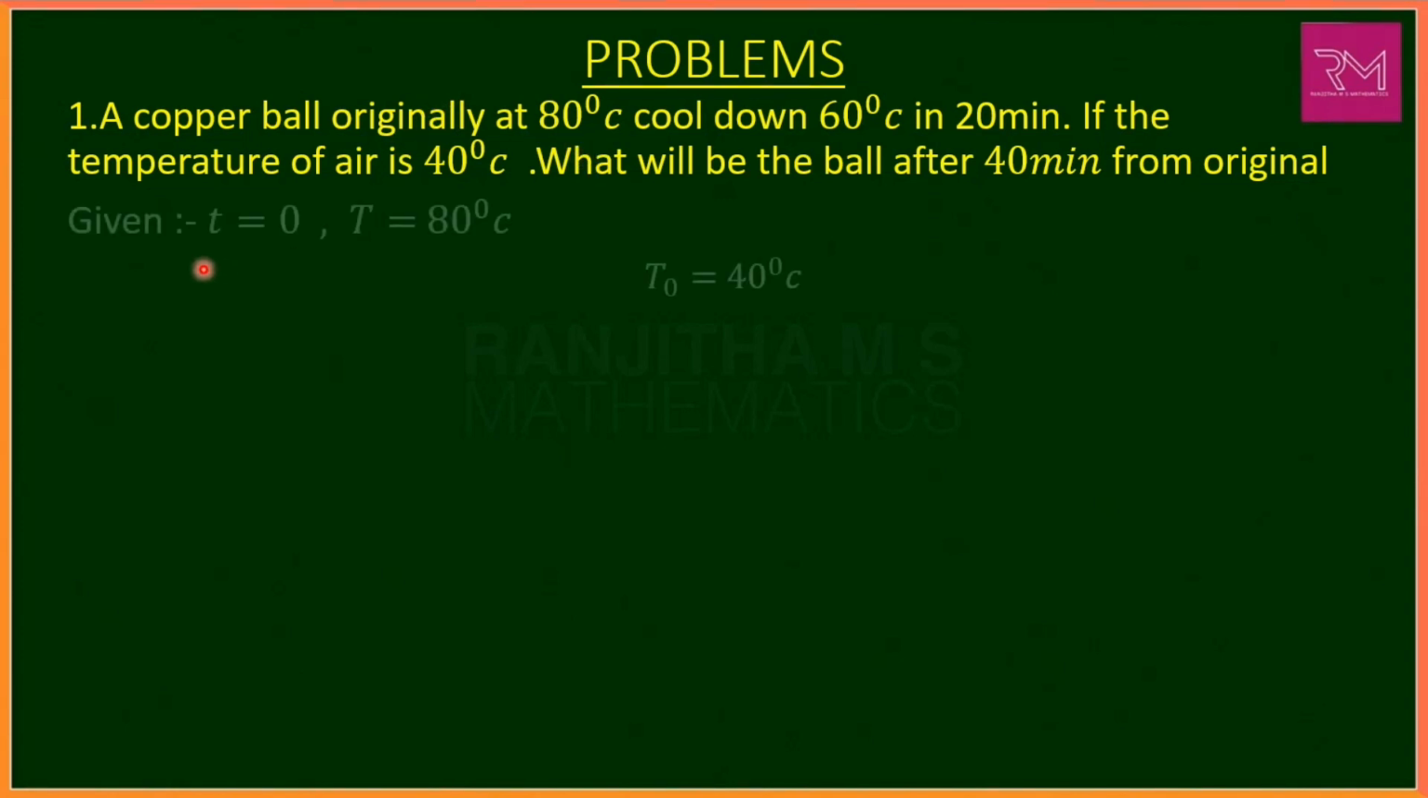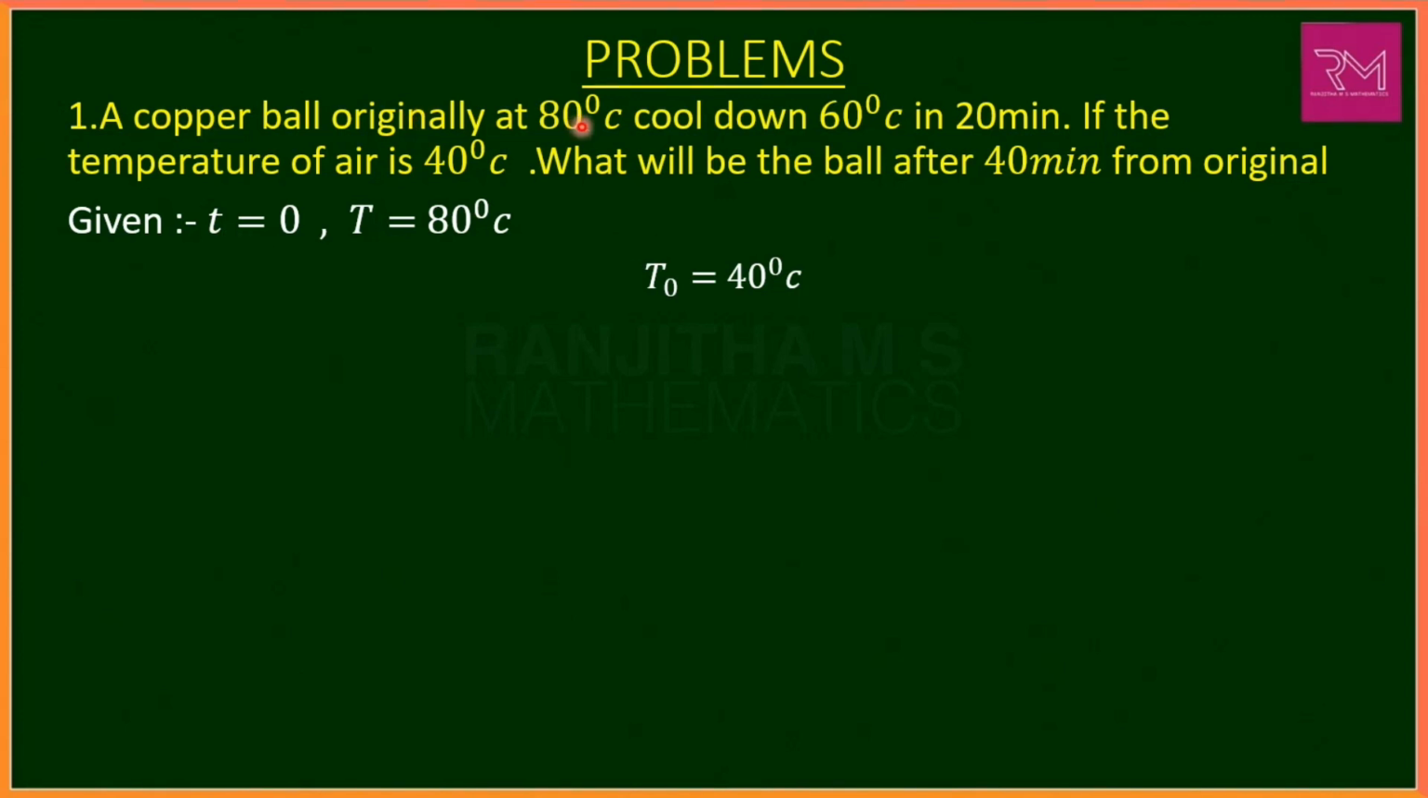Here, first take the given data. They have mentioned the copper ball originally at 80 degrees Celsius. That means at t equal to 0, the temperature of the copper ball is 80 degrees Celsius. Here they have mentioned the temperature of air is 40 degrees Celsius. That is, the temperature of air we can take as T0. The T0 value is the temperature of air, given by 40 degrees Celsius.